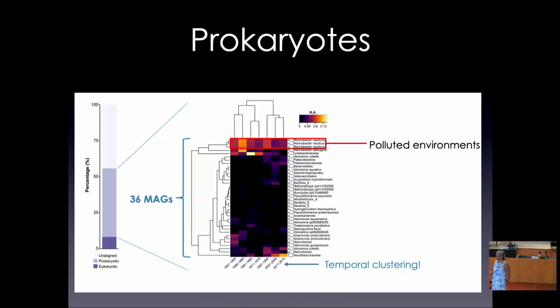And to give you a little bit about the prokaryotes, we were able to uncover 36 MAGs from this time series, and the time points are clustering together, and we see signatures of polluted environments from the microbiome. So it's early days, and COVID threw us back.